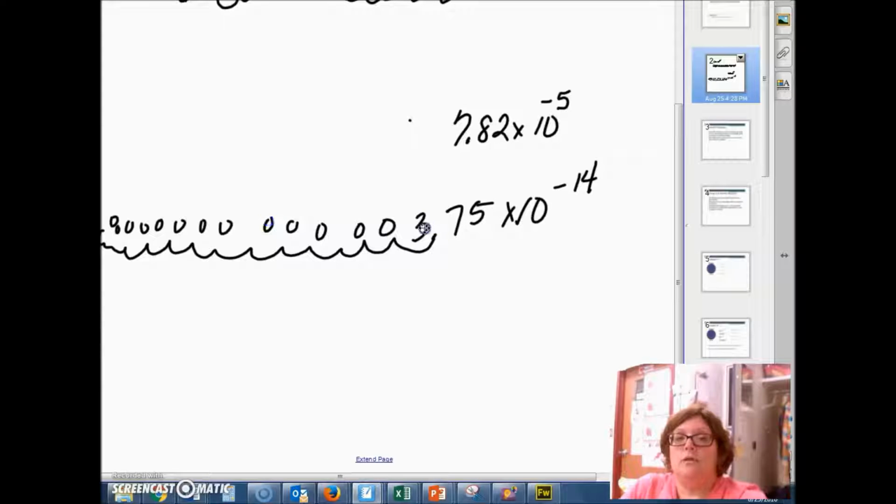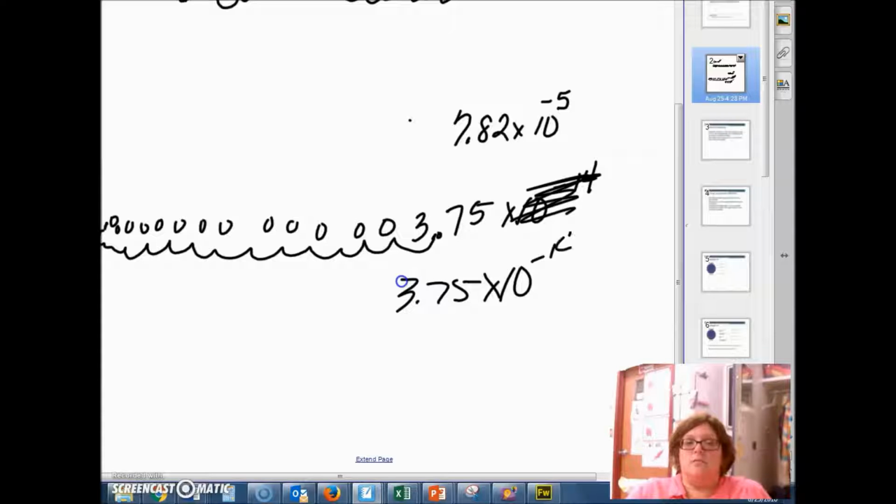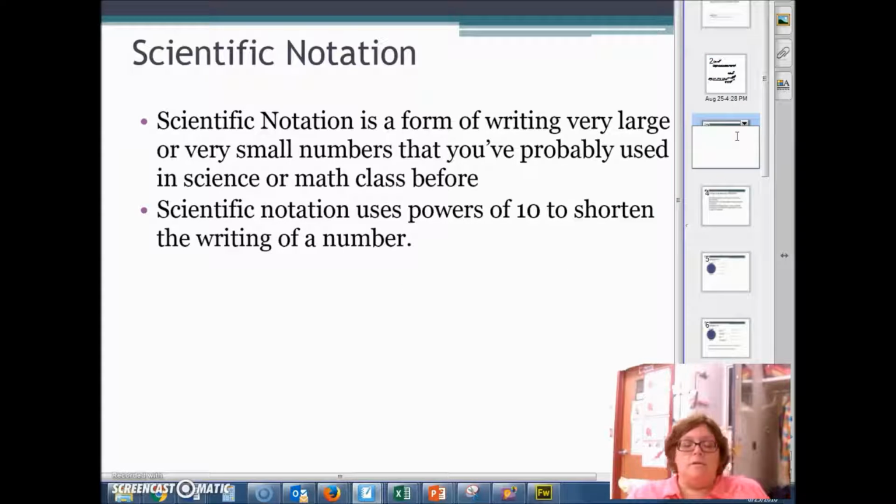12, 13, and there's the 14th spot. So a 0.0 in front of all those is the same as 3.75 times 10 to the negative 14. All right, here's some notes.